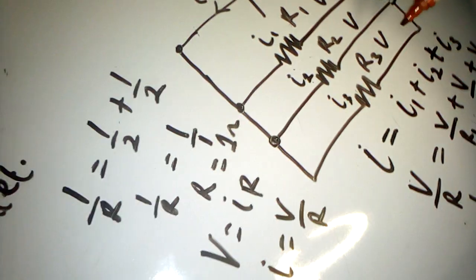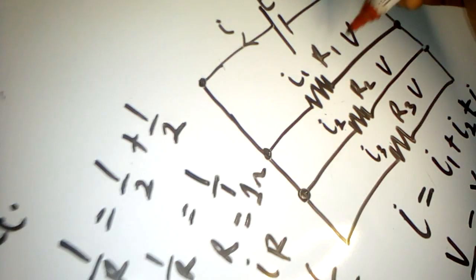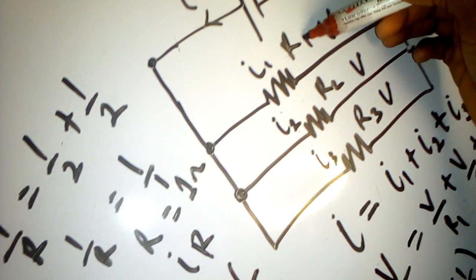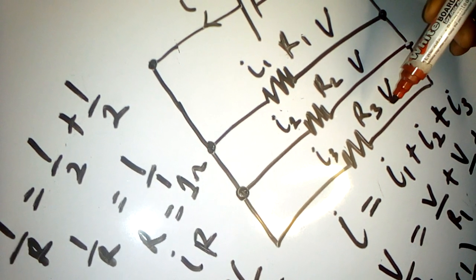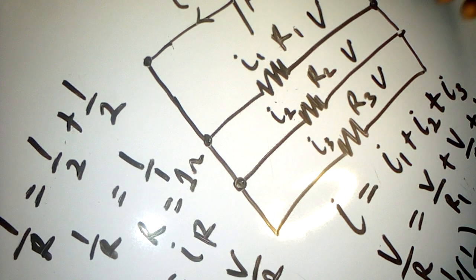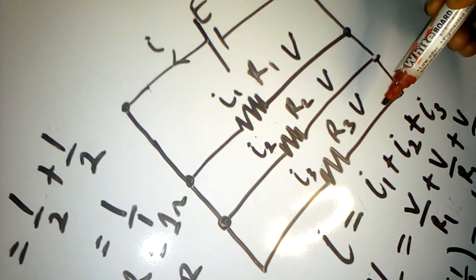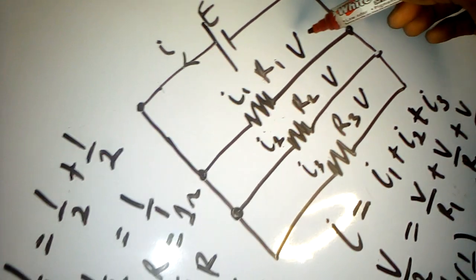There is a special case: if the resistances connected here are the same value, then they will draw the same amount of current and we expect them to have the same potential difference. So that is a special case in terms of connection of resistance.